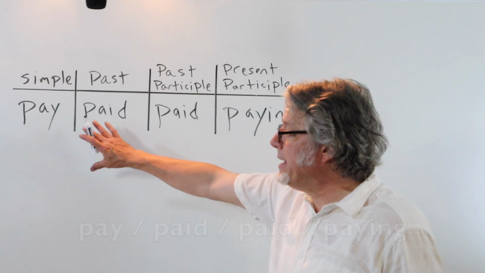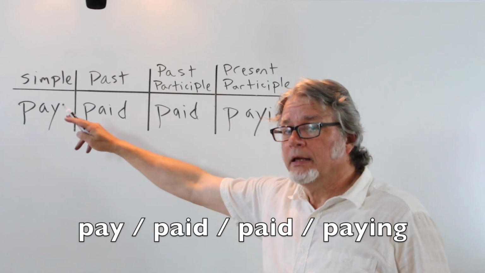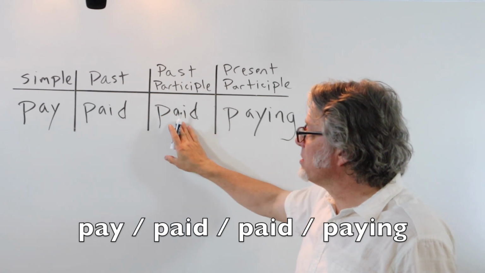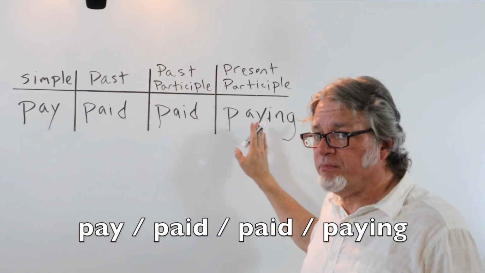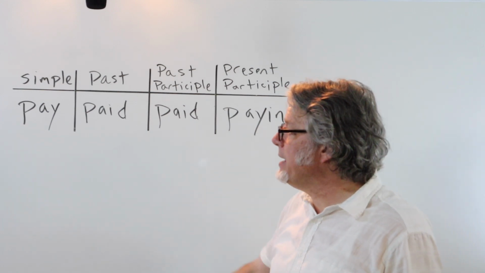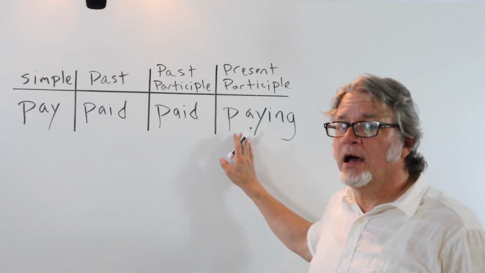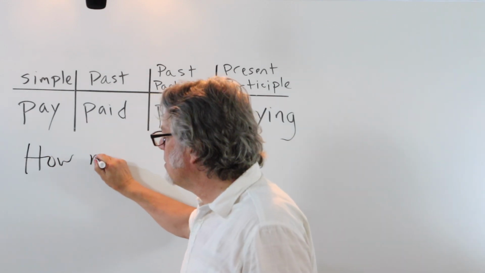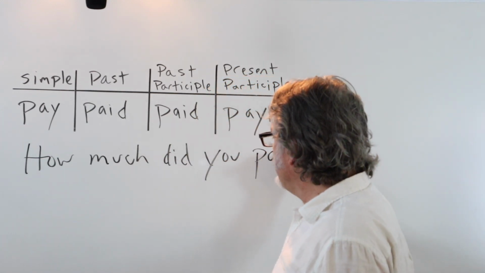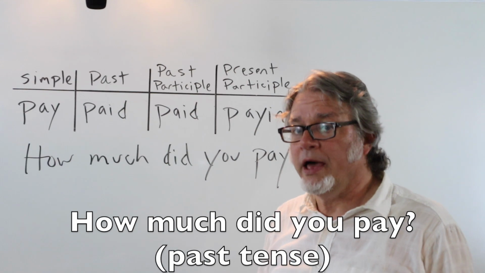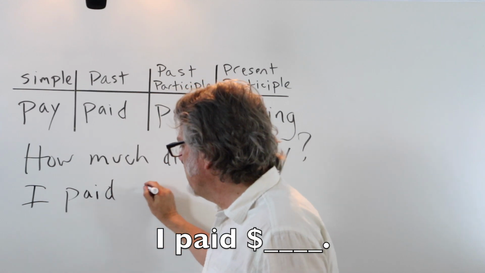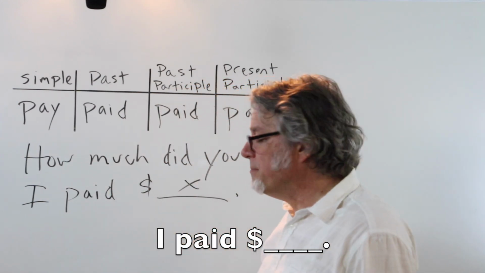Here's the verb pay in the simple form. In the past tense, it's paid. As a past participle, it's paid. And the present participle is paying. Pay, paid, paid, paying. How much did you pay? This question is for an amount of money. I paid, and then here's the amount.